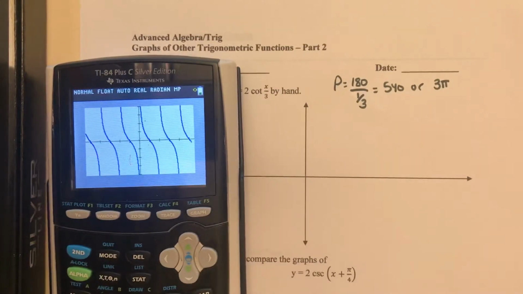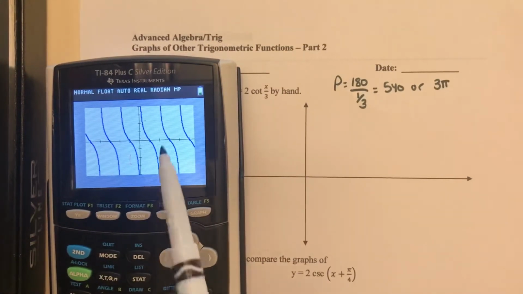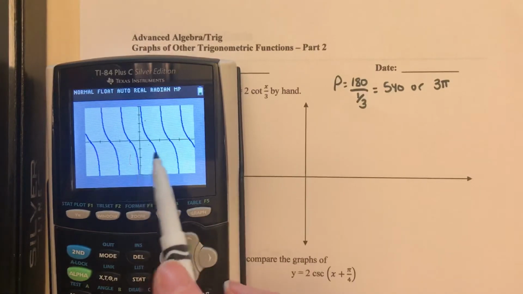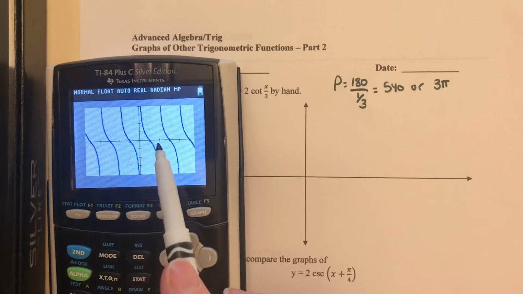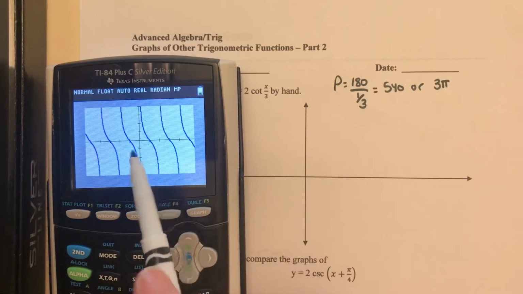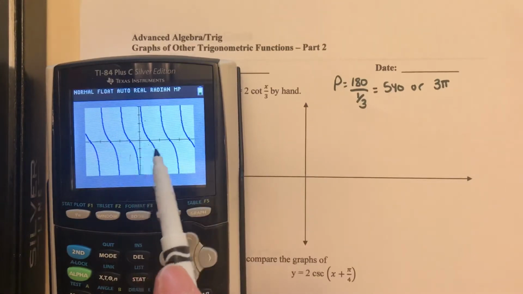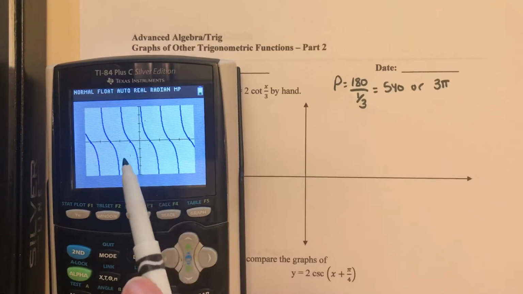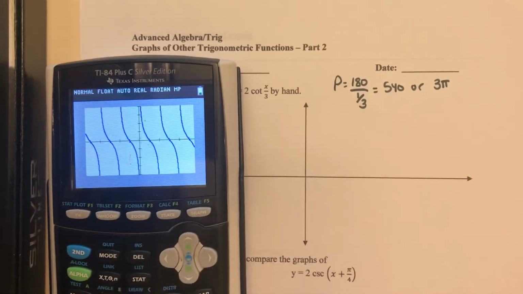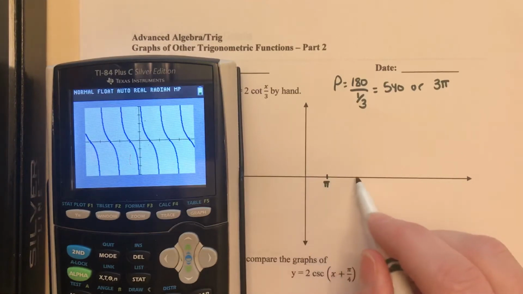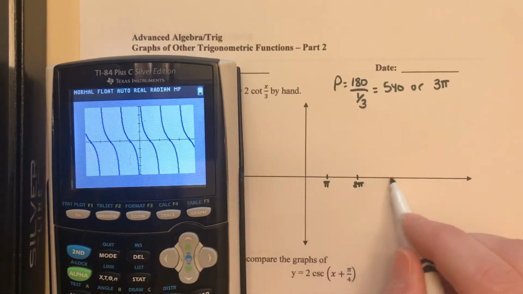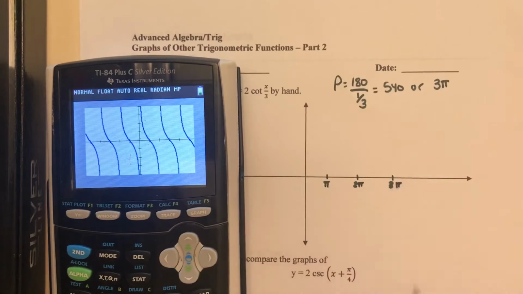Okay, so this is what cotangent normally looks like. If I look at just this one period here, this period of cotangent goes from 0 to 180. I want to go all the way to 540, so I'm going to really stretch this out. I'm going to use 3 pi instead, since it's going to be a little bit easier to label. So I've got pi, 2 pi, 3 pi.